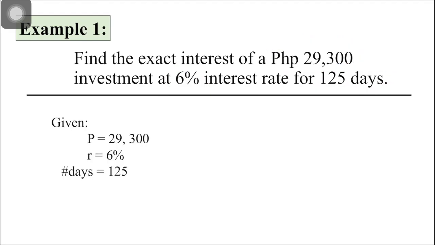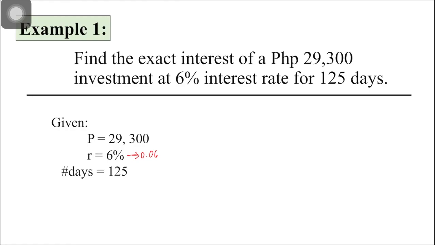So what are the given? Your P there, or the principal, is 29,300. The rate is 6%. So you always need to express the rate in decimal form. So, what is it in decimal form? This is 0.06. Then, the number of days is 125.